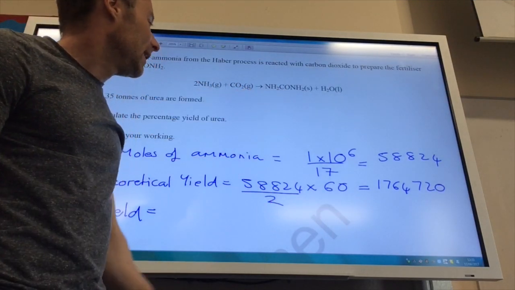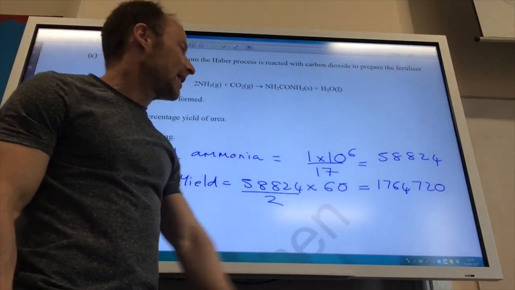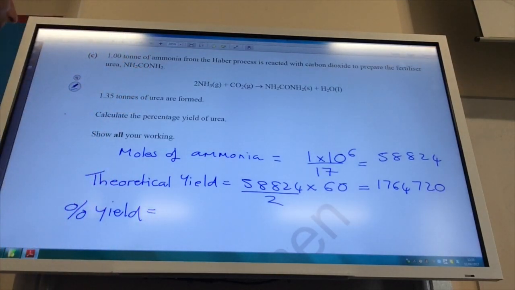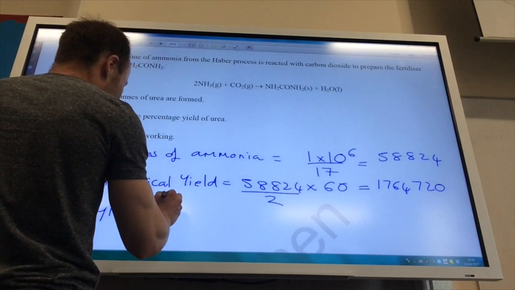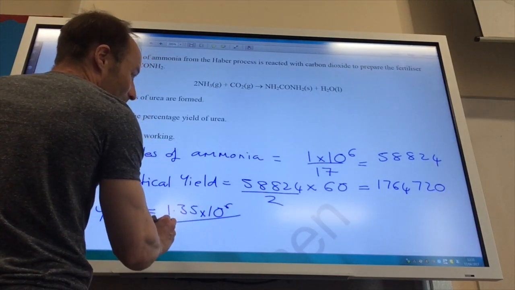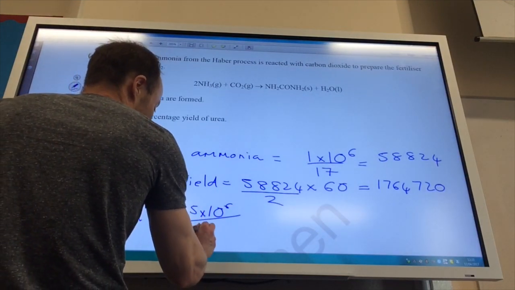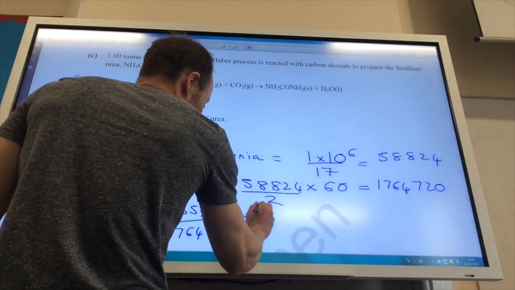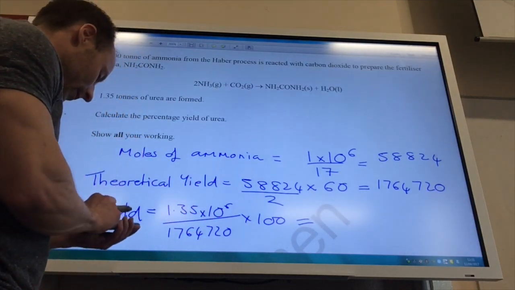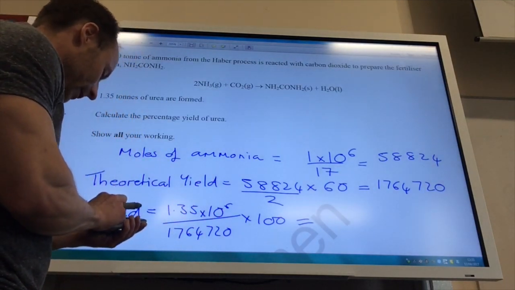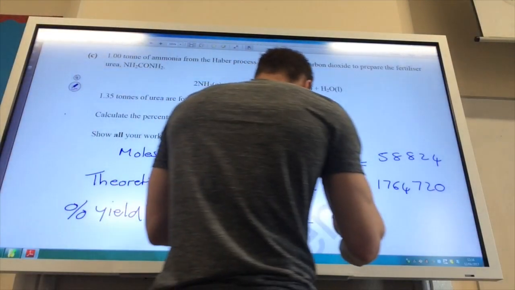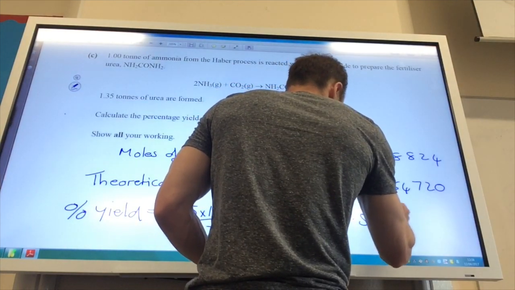Notice that for every 2 ammonias, you only get 1 urea, so you need to divide that by 2 to get the number of moles of that, and then times by the molar mass of urea, which is 60, to get my theoretical yield of 1764720. So my percentage yield is what I got, 1.35 times 10 to the 6, divided by what I hope to get, 1764720, times by 100, and that gives you 76.5%.